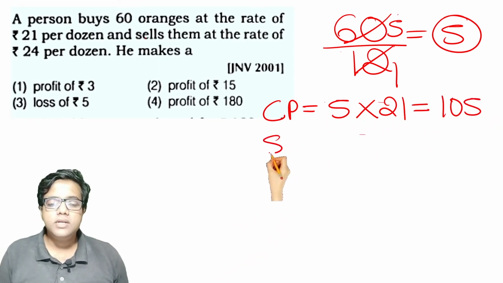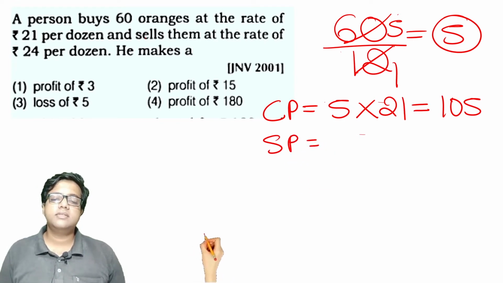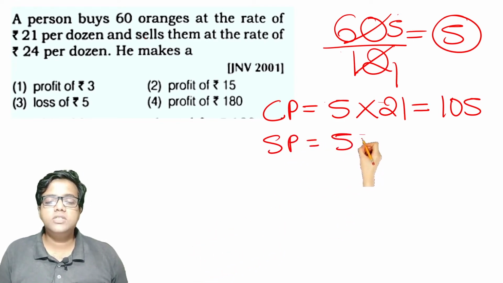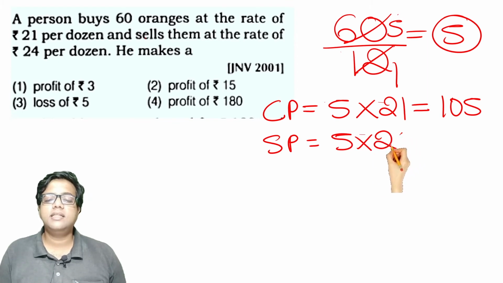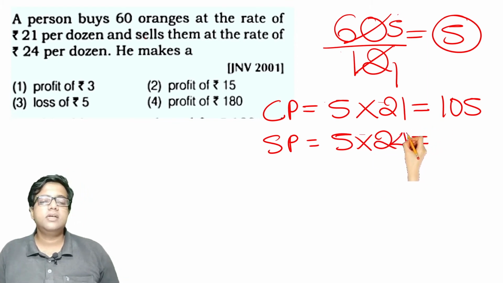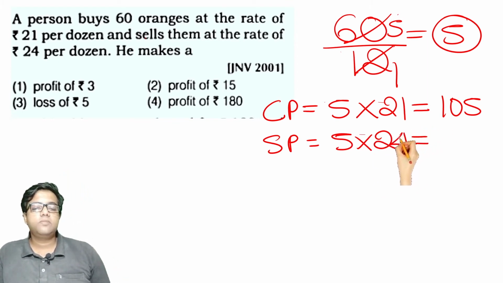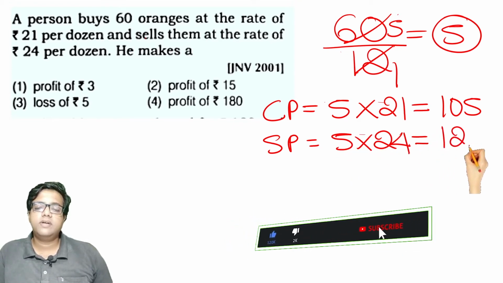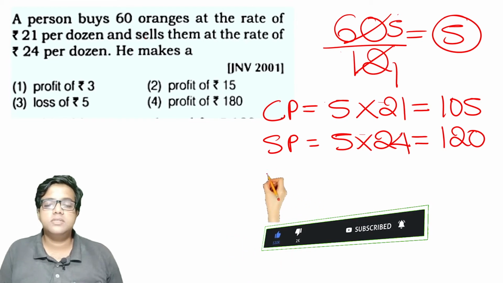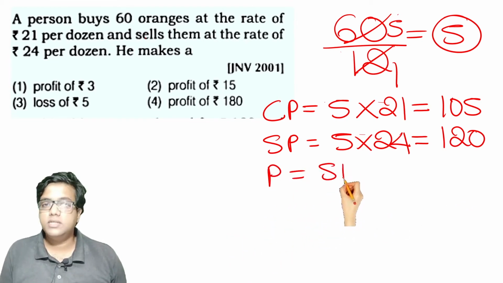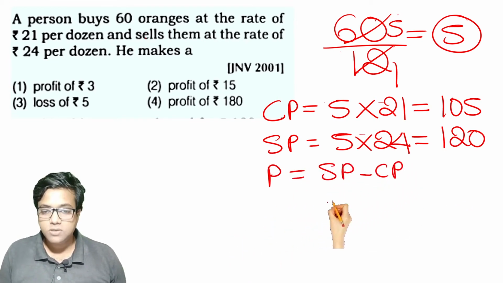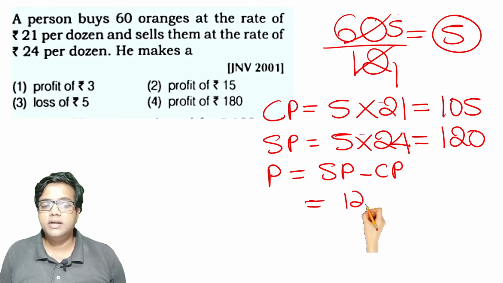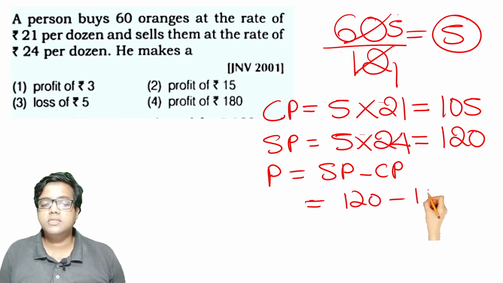And what is his selling price? For each of these dozens, he is selling them at 24 rupees per dozen. So the total amount becomes 120 rupees. Now, how to find the profit? Profit is equal to selling price minus the cost price. Selling price here is 120 rupees minus cost price is 105 rupees.